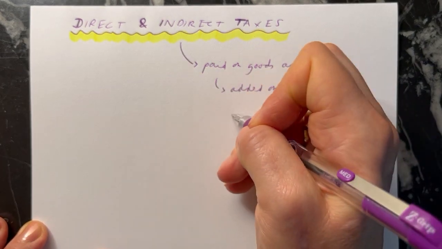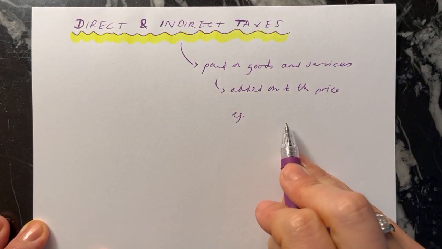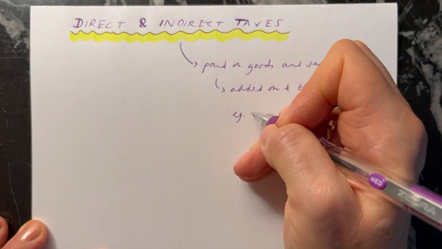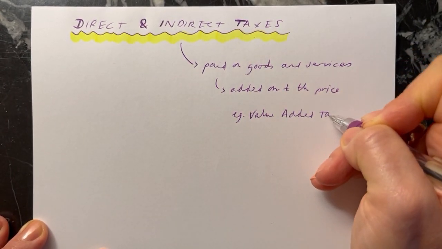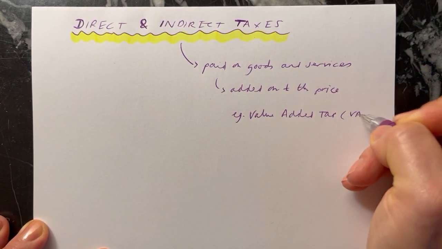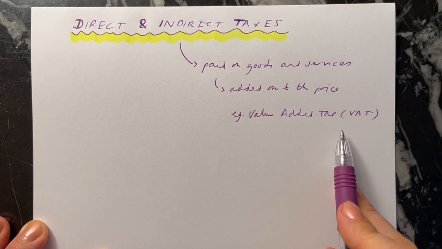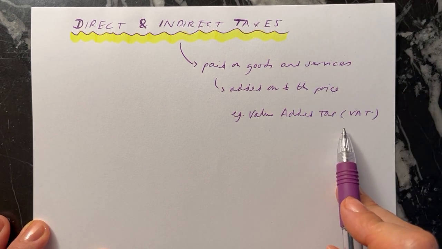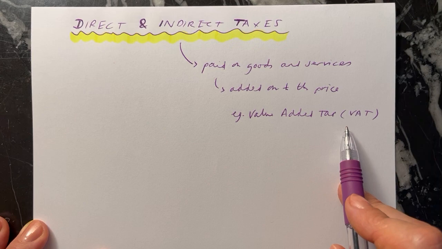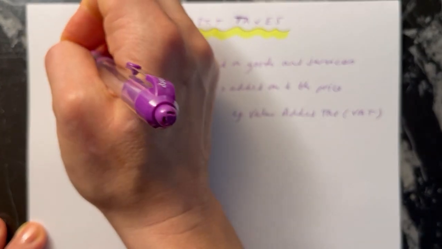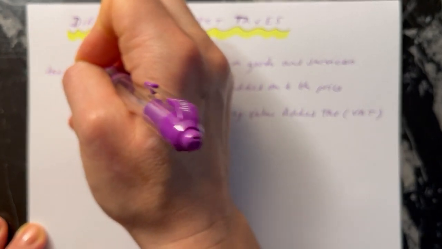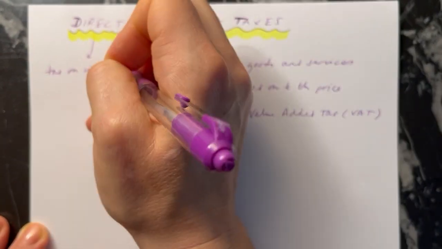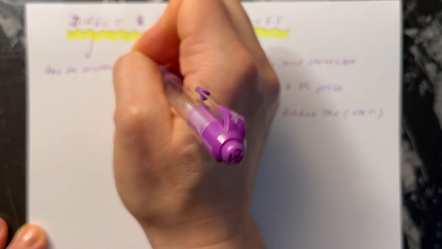In the UK, an example of an indirect tax would be value added tax, or VAT. And this is paid on most goods and services unless they're zero rated, which means they don't have VAT on them. A direct tax is a tax on income, and it's also a tax on profit.